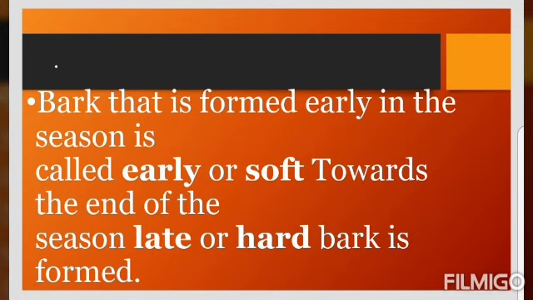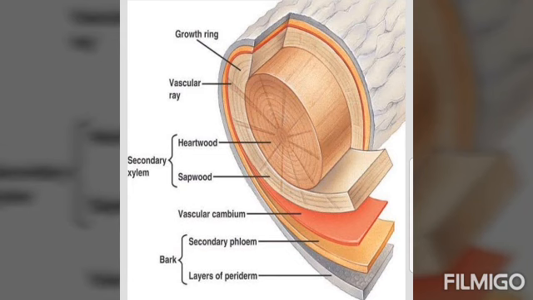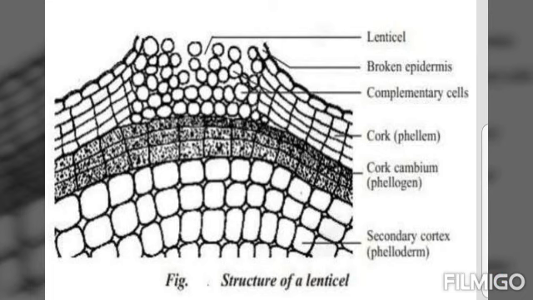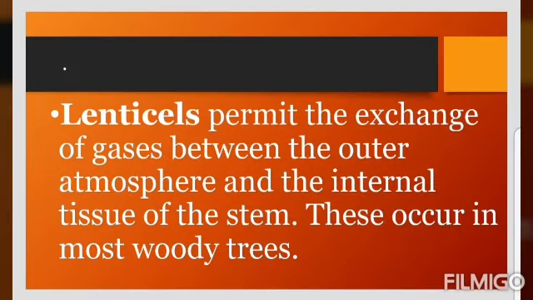At certain regions, the phellogen cuts off closely arranged parenchymatous cells on the outer side instead of the cork cells. These parenchymatous cells soon rupture the epidermis, forming a lens-shaped opening called lenticels. Lenticels permit the exchange of gases between the outer atmosphere and the internal tissue of the stem. These occur in most woody trees generally.